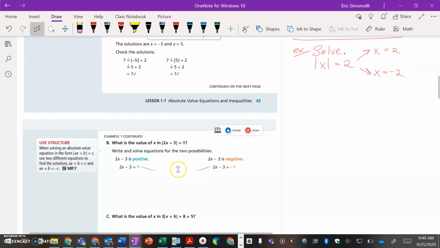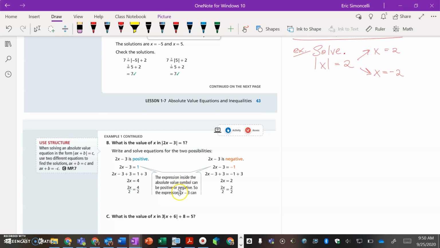So let's proceed. In the positive case, we literally rewrite the problem, getting rid of the absolute values. 2x minus 3 equals positive 1. And in the other case, 2x minus 3 equals negative 1. And then we solve each one. Okay, and solving each one, you can add 3 to both sides here, add 3 to both sides there. You'll end up with 2x equals 4 on one and 2x equals 2 on the other.